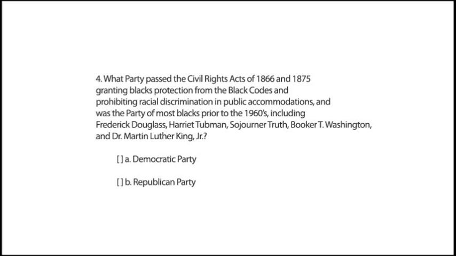What party passed the Civil Rights Acts of 1866 and 1875 granting blacks protection from the Black Codes and prohibiting racial discrimination in public accommodations, and was the party of most blacks prior to the 1960s, including Frederick Douglass, Harriet Tubman, Sojourner Truth, Booker T. Washington, and Dr. Martin Luther King, Jr.?